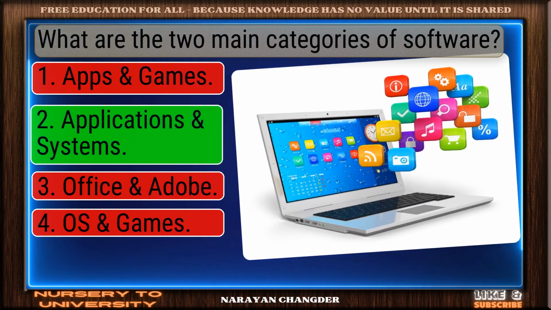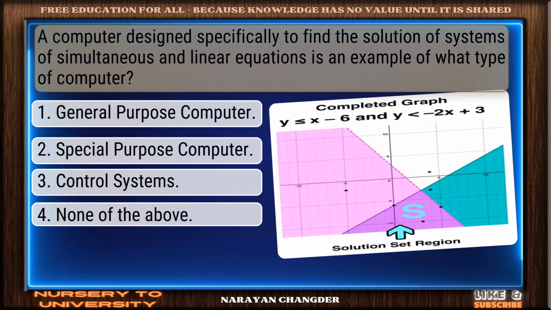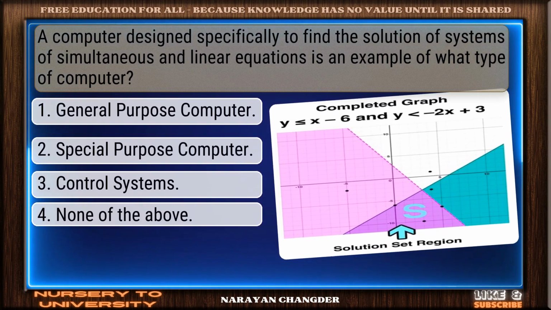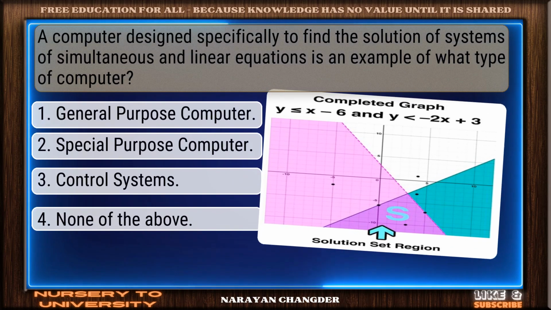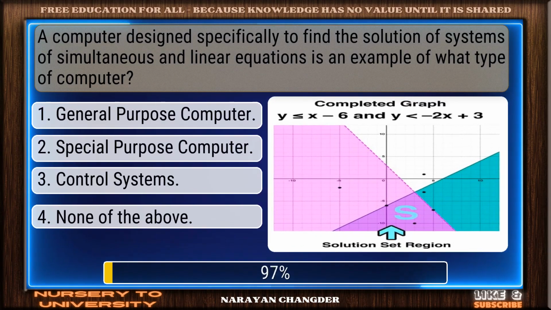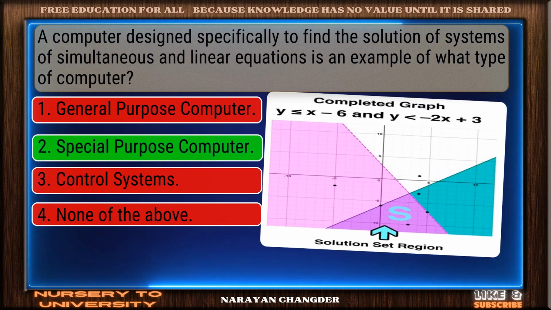What are the two main categories of software? Solid response. Applications and systems is valid. A computer designed specifically to find the solution of systems of simultaneous and linear equations is an example of what type of computer? Correct response. Special purpose computer is accurate.